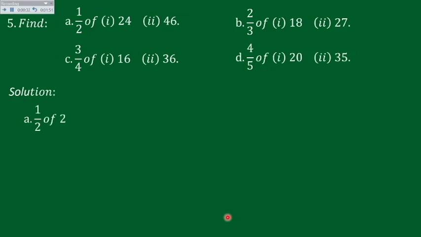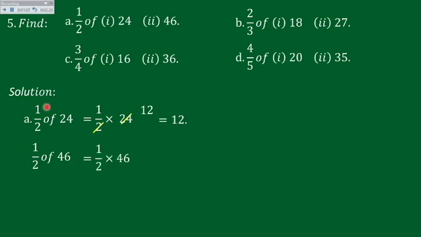What is the meaning of it? 1 upon 2 multiplied by 24. Okay. As we all know that we are multiplying numerator with numerator and denominator with denominator. So here we are going to multiply 1 with 24 and denominator will remain same. Okay. So when we are reducing it, we will get here 12. So definitely you will get here answer 12. Now when we are doing the second part, 46. So 1 upon 2 multiply 46. Now here also you have to reduce it. So what you will get here? 23. So the answer is 23.